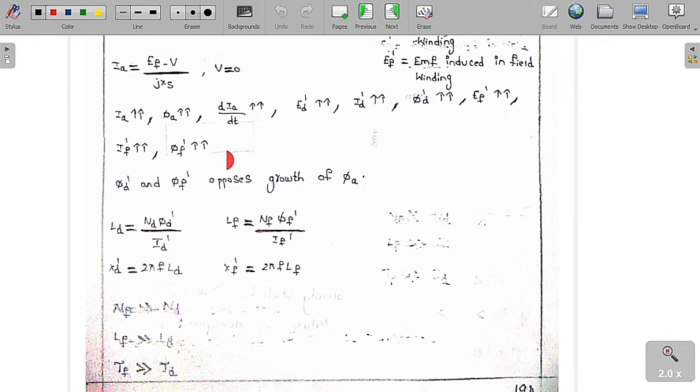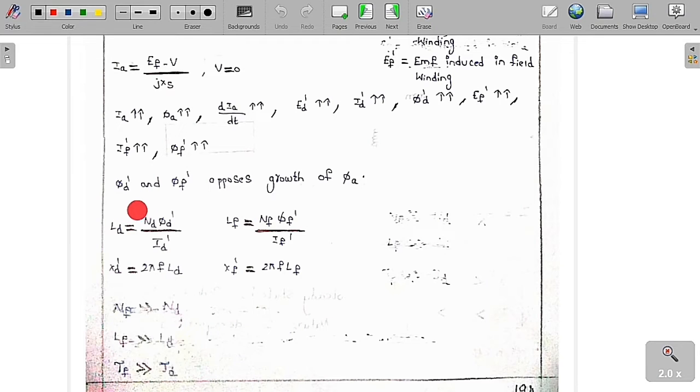These are the things that are going to happen because of the sudden change, whenever the terminal voltage is equal to zero. The armature current increases, the armature flux increases, and the rate of change of armature current increases. Therefore, EMF and current are going to be induced in the damper winding, and the damper winding flux is going to be produced. Similarly, because of this rate of change of armature current, in the same manner EMF and current are going to be induced in the field winding, and the flux in the field winding is also going to increase. So these two effects are going to occur because of this main effect.